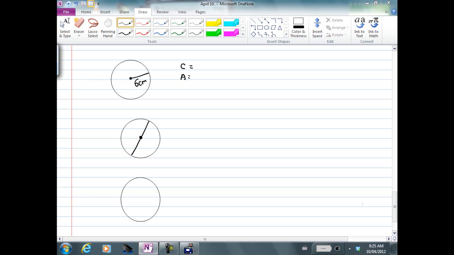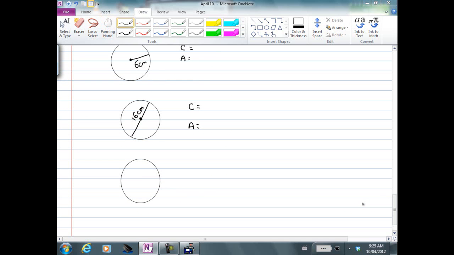This one will be 16 cm. I want you to tell me what C is, and you can tell me what A is. We've been working through a lot of this. You should be able to do every single one of them. Finally, the last one. And I'm going to say this is going to be 23 cm. And of course, you've got to say this is C and this is A. Show full work for each one of them.